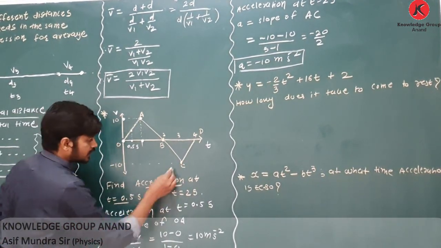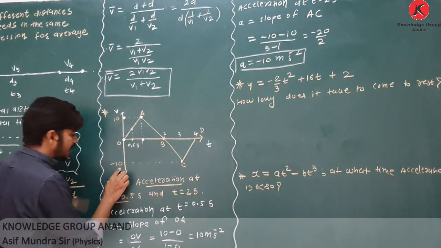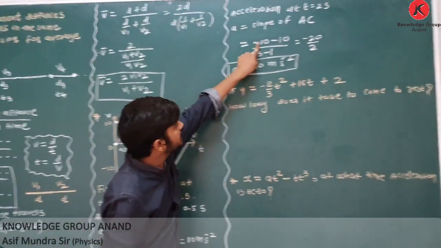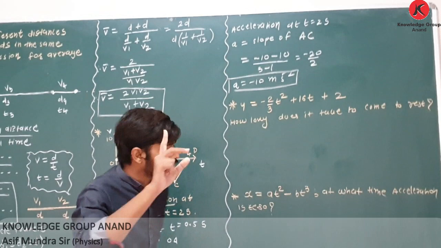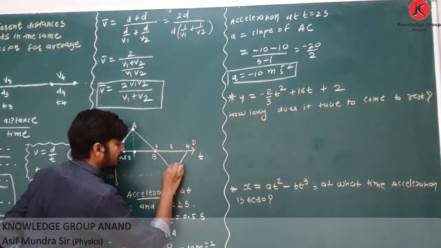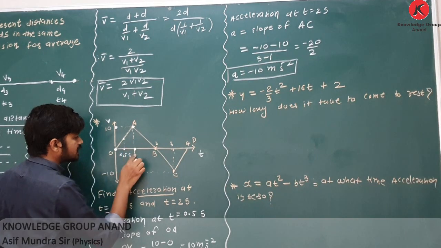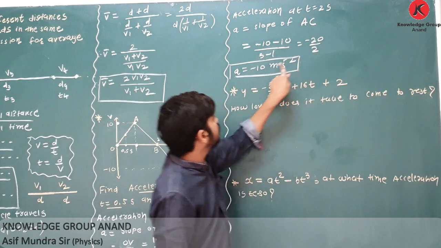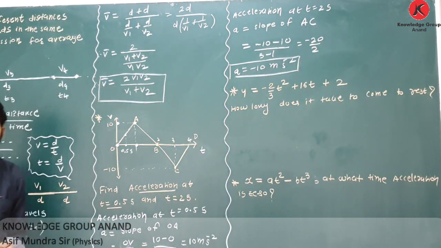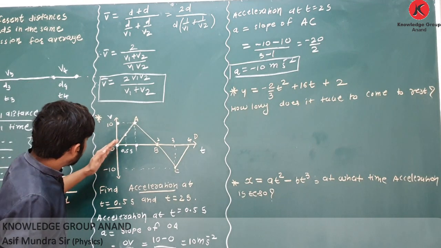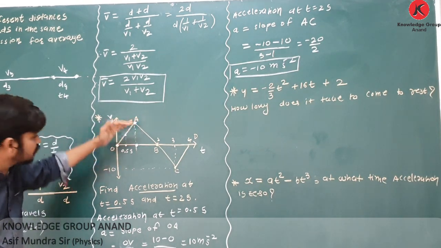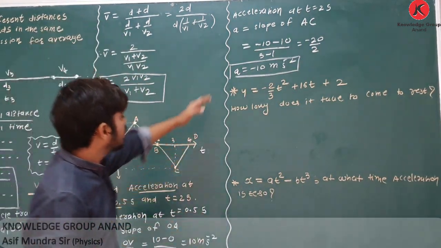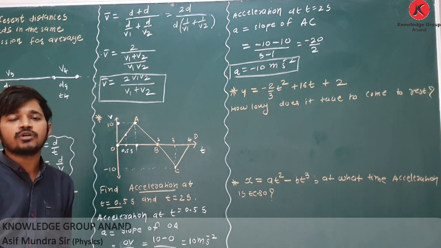C is the final position, velocity minus 10. A is the initial position, velocity 10. So it is minus 10 minus 10. Clear? Okay. Time. For C, what is time? 3. For A, what is time? 1. 3 minus 1. So minus 20 divided by 2, it is minus 10 meter per second square. See, in the last lecture, if the VT graph is in upward direction, acceleration is positive, and if it is in downward direction, acceleration is negative. Clear? So this is how to find acceleration from slope.